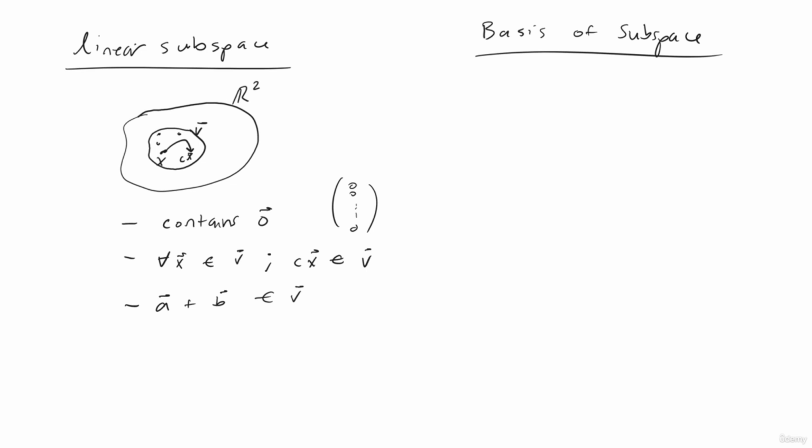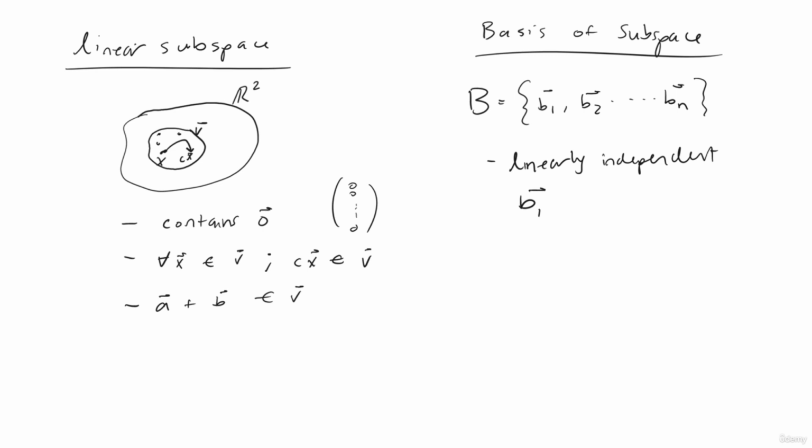A basis for a subspace is going to be a set of vectors. We're going to call B our basis, a set of vectors b1, b2, all the way up to bn, such that all of them are linearly independent. Linearly independent just means that I cannot grab any vector in here, like b1, and write it as a linear combination of the others. This should not be possible at all.